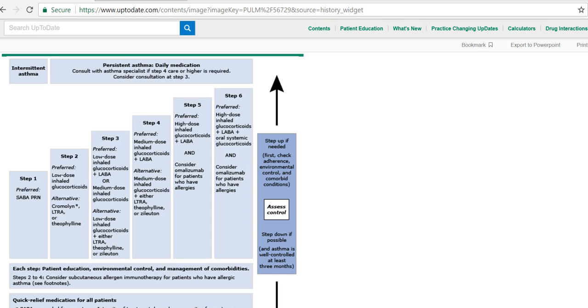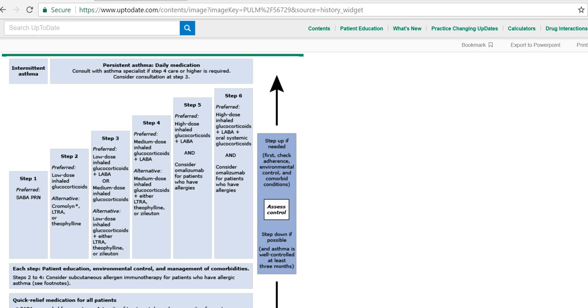And then as we're getting up into steps 4 and 5, what you see is pretty much everything stays the same. However, you're just upping your dose of your inhaled corticosteroids. You're going to medium and then to high in step 5.